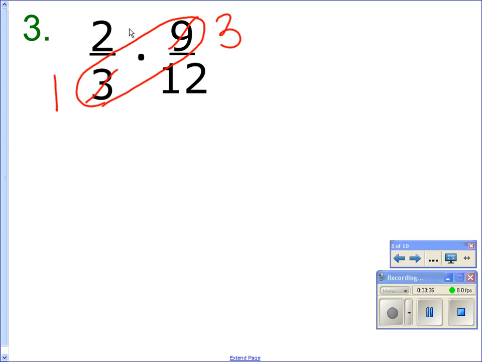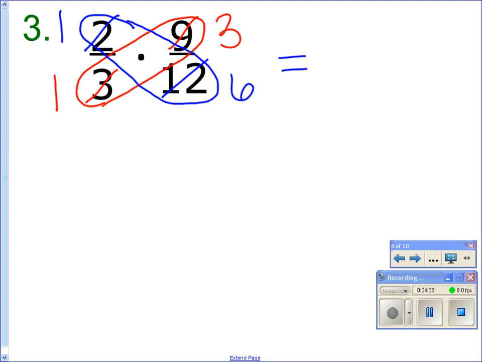Okay, look at the next diagonal. 2 and 12. What number can go into 2 and 12? 2 can. 2 divided by 2 is 1. 12 divided by 2 is 6. I'm not going to rewrite this one out just because sometimes as you go, you're not always going to rewrite it out, okay? So the numerators, we have 1 times 3, which is 3, and 6 times 1, which is 6. 3/6 can be simplified.